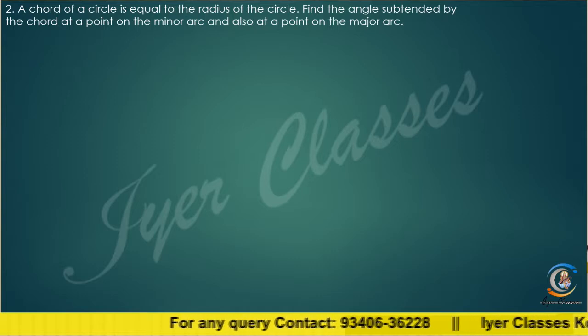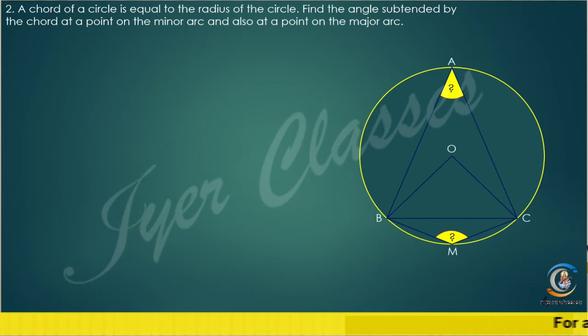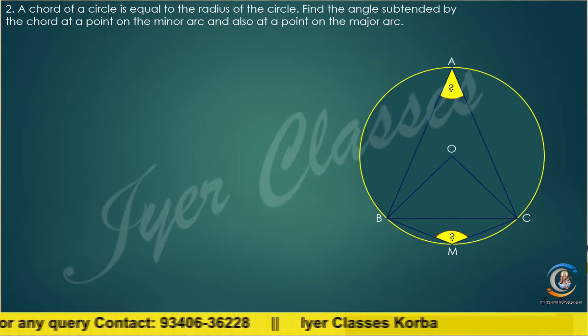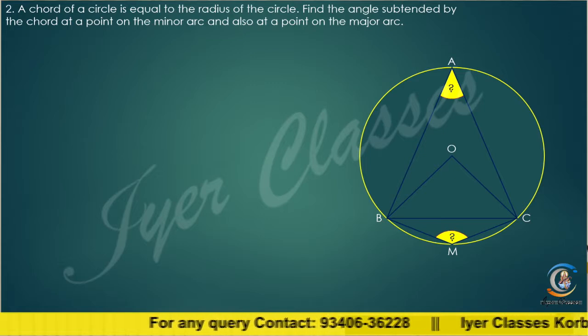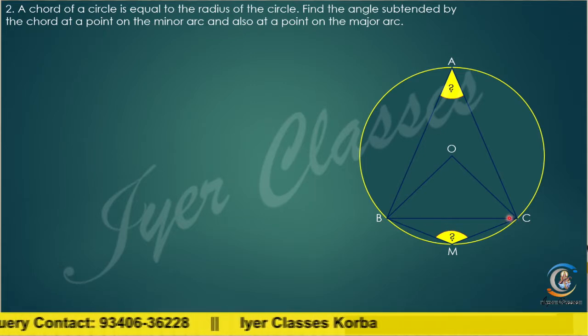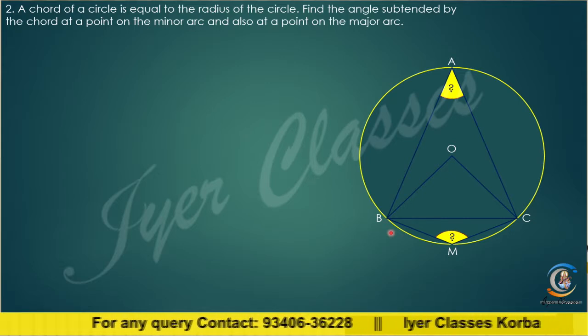And according to the second question, a chord of a circle is equal to the radius, right? Find the angle subtended by the chord at a point on the minor arc and also at a point on the major arc. You can see the diagram on your screen. You're given a chord BC and this BC is equal to the radius of the circle. That makes OBC an equilateral triangle, right?